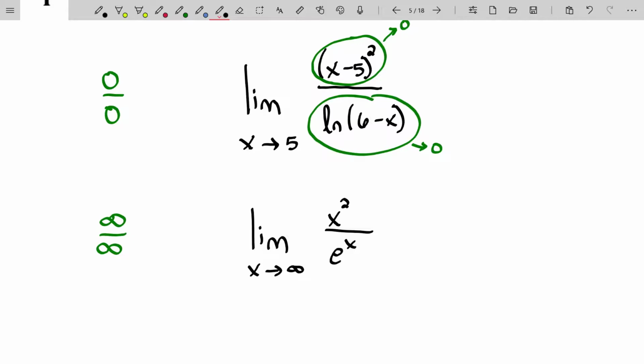By the way, infinity over infinity could be negative infinity over positive infinity, or negative infinity over negative infinity. Doesn't really matter what the signs are. What matters is that it's an infinite value over an infinite value. So again, this numerator is approaching infinity. The denominator is approaching infinity. So this is an indeterminate form of infinity over infinity.